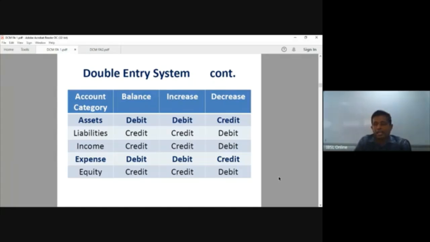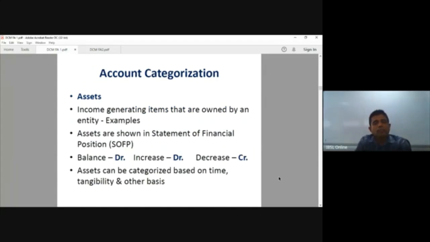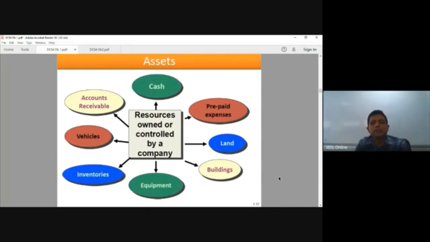Therefore, assets will be presented in the statement of financial position or the balance sheet. The balance of an asset is debit; increase is debit, decrease is credit. Assets can be categorized based on time, tangibility, and other bases. We'll see that.